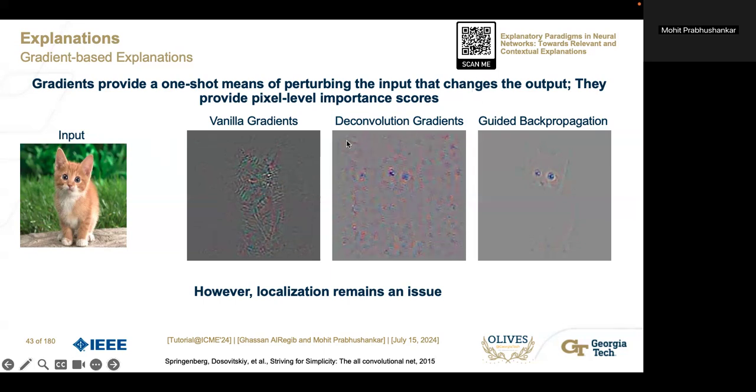Deconvolution gradients have a little bit of change compared to vanilla gradients. You're only looking at the positive examples of your gradients. You're going to be removing all the negative ones, and using the positive ones in your backpropagation. Guided backpropagation is like a combination of vanilla and deconvolution, or I would say it's double deconvolution, where you're going to be using only the positives both in the forward and backward direction.